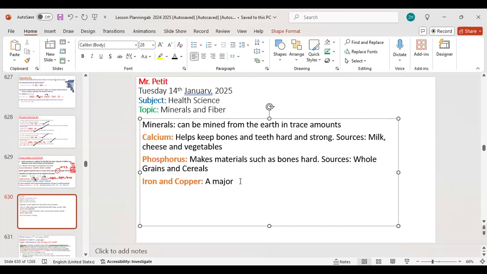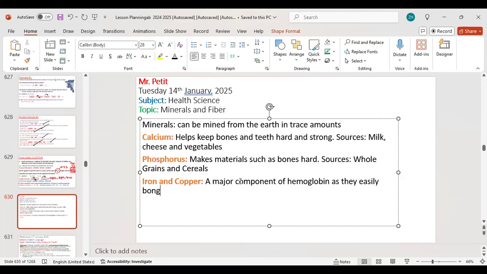So a major component of hemoglobin. If you don't have enough iron, what would happen? You will have a weak immune system. You feel weak, you feel lightheaded, right? You get anemia. You can be anemic. Yes, very good.